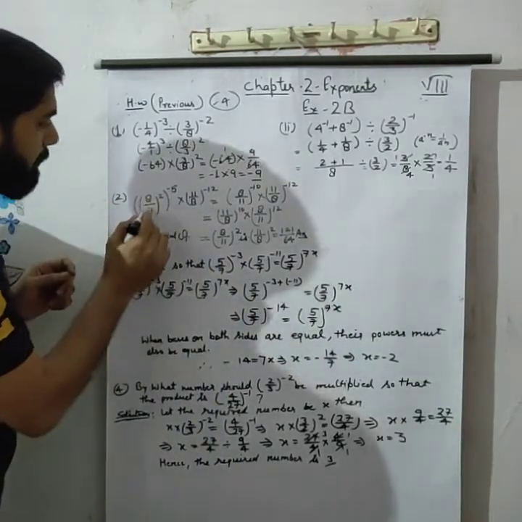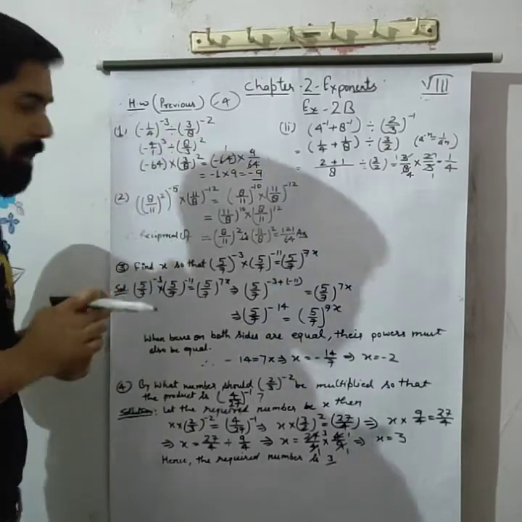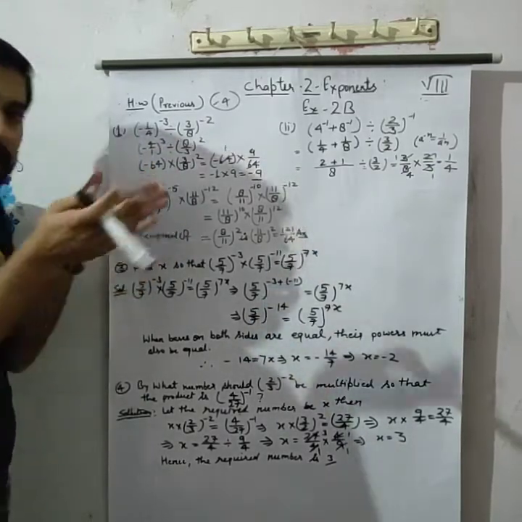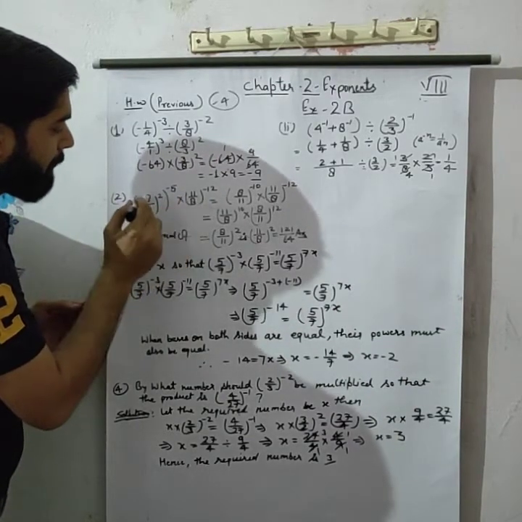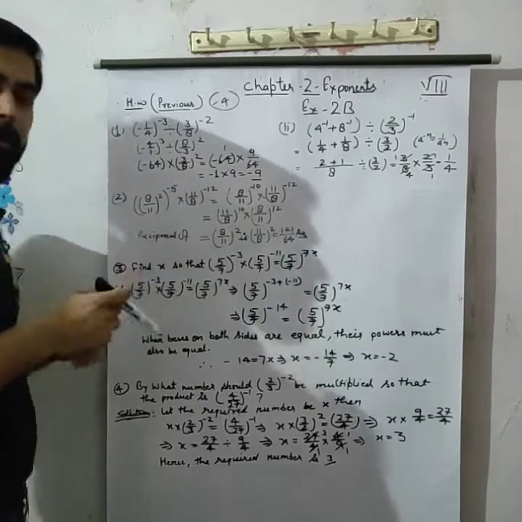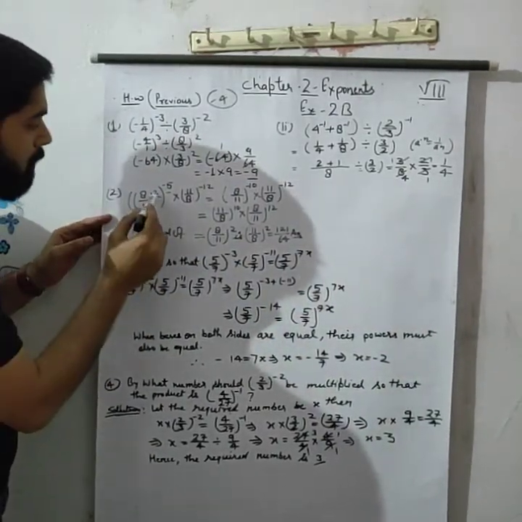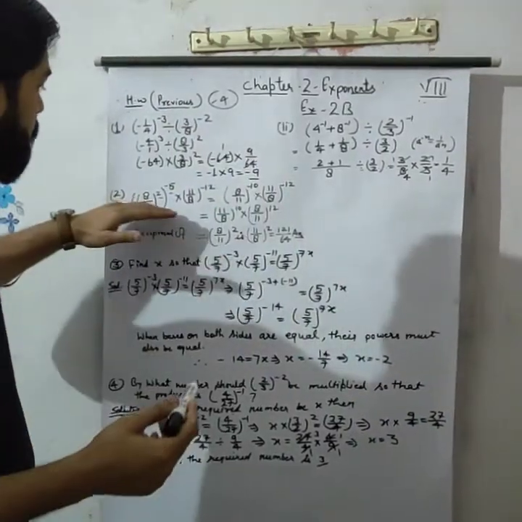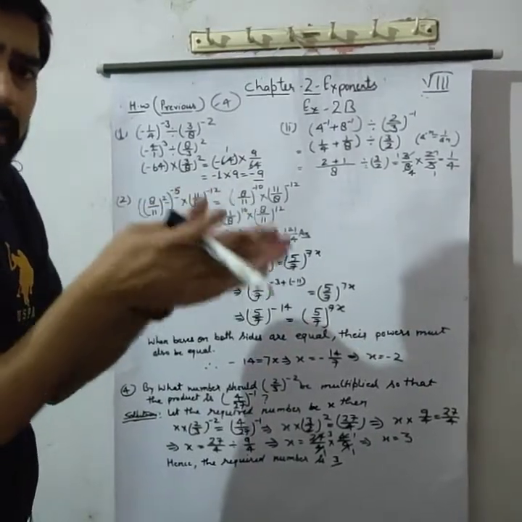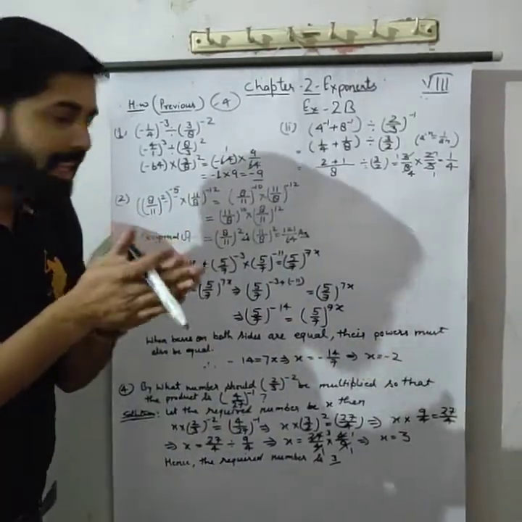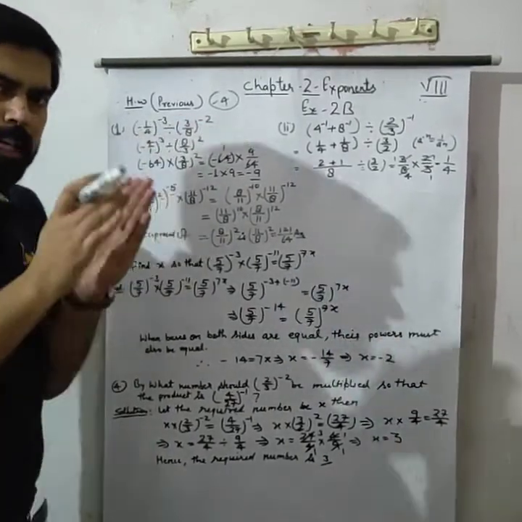This one: (8 upon 11) raised to the power 2, then again in a bracket raised to the power minus 5, multiplied by (11 upon 8) raised to the power minus 12. So look here, this is power of a power. Which rule can we apply here? Power of a power means we can multiply the powers if the base is the same. What is the base here? 8 upon 11, power, then again power. So we can multiply the powers.